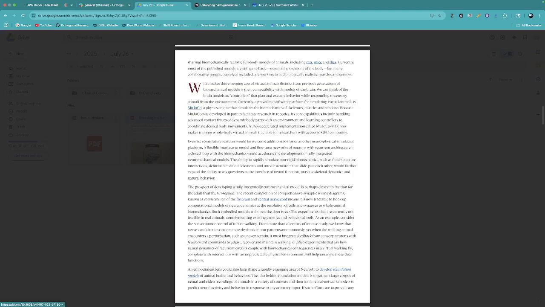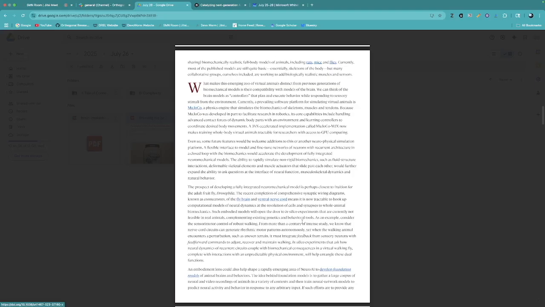The prospect of developing a fully integrated neuromechanical model is perhaps closest to fruition for the adult fruit fly Drosophila. The recent completion of comprehensive synaptic wiring diagrams, known as connectomes, of the fly brain and ventral nerve cord, means it is now tractable to hook up computational models of neural dynamics at the resolution of cells and synapses to whole animal biomechanics. Such embodied models will open the door to in silico experiments that are currently not feasible in real animals, complementing existing genetics and behavioral tools.